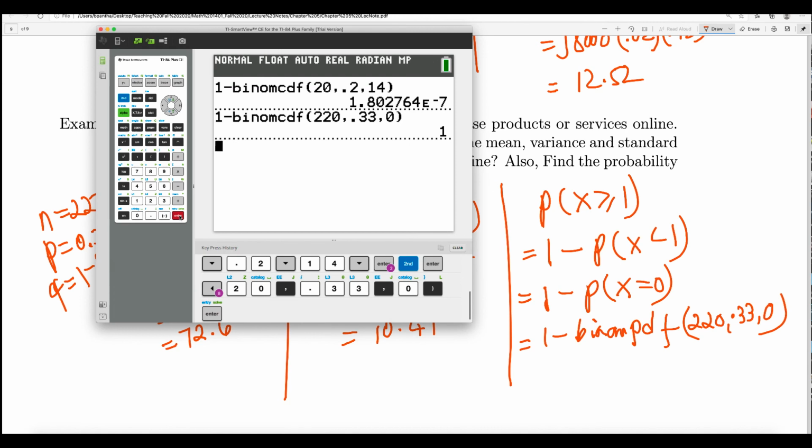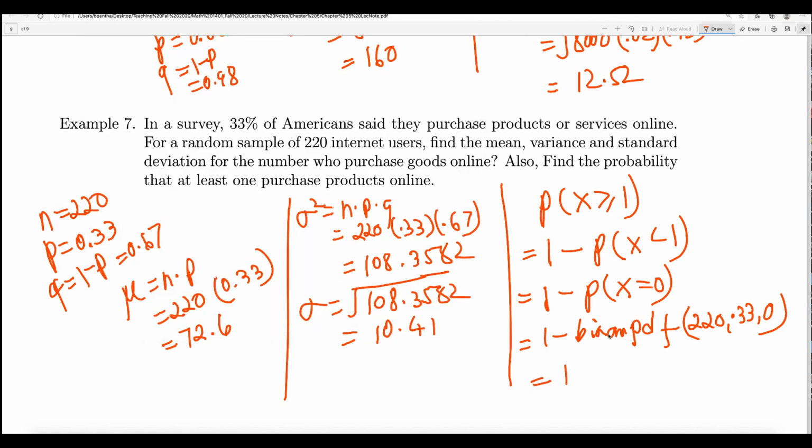You get almost 1. So it is highly likely to happen, right? The answer is almost 1, because that part is almost 0. So 1 minus almost 0 is just 1. So it is almost 100% sure that out of 220 people, at least one person uses online shopping for goods. That's what it means. Okay, thank you.